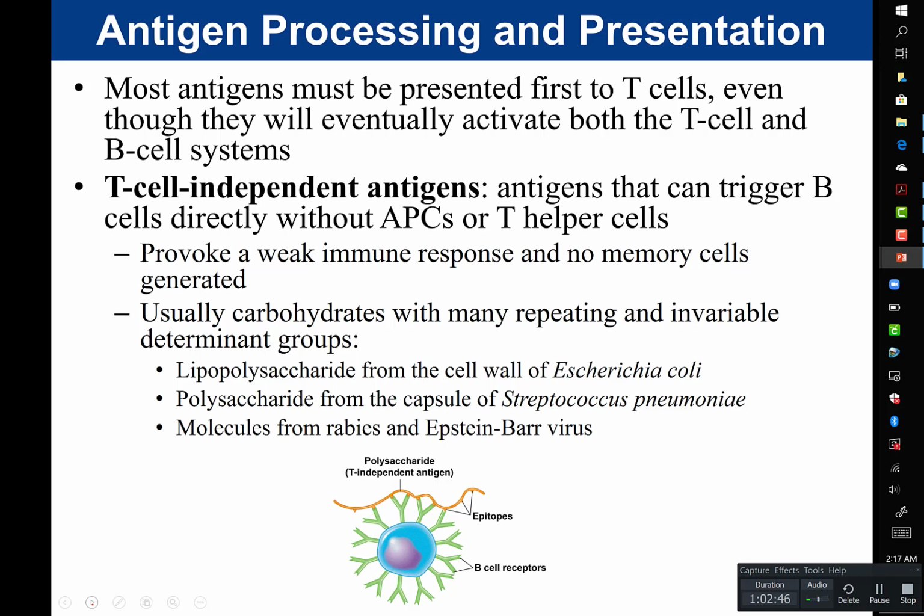T cell independent antigens are usually carbohydrates with many repeating and invariable determinant groups. This can include the lipopolysaccharide, the LPS, from the cell wall of E. coli, polysaccharides from the capsule of Streptococcus pneumoniae, or molecules from rabies or Epstein-Barr virus. So these would be examples of T-cell independent antigens. This is able to evoke an immune response without the help of a T helper cell. And so this, again, is going to be a weaker immune response and no memory is generated.